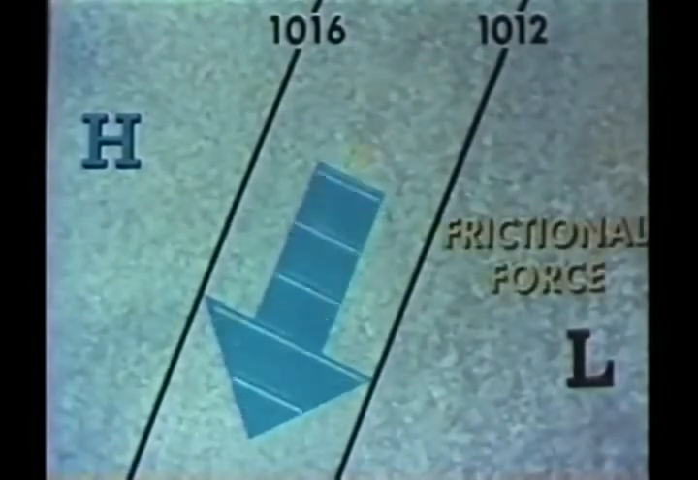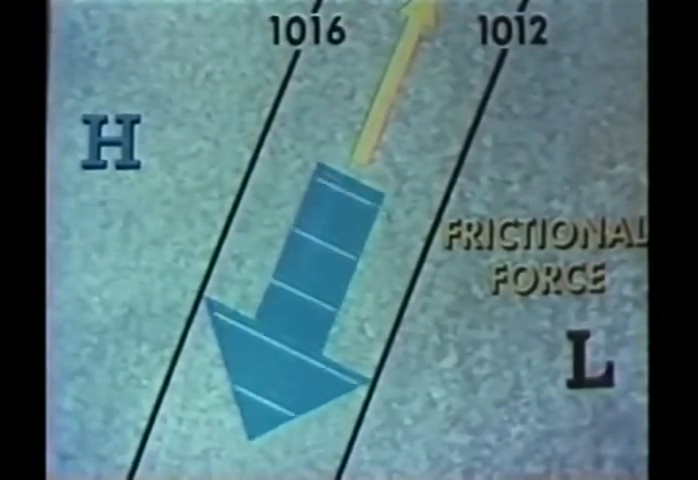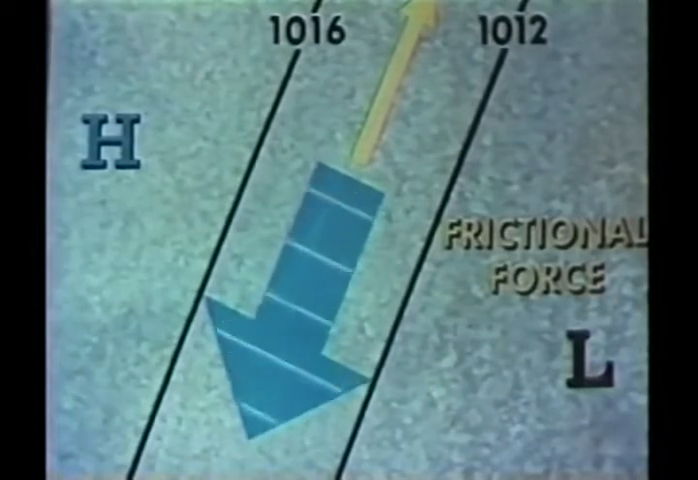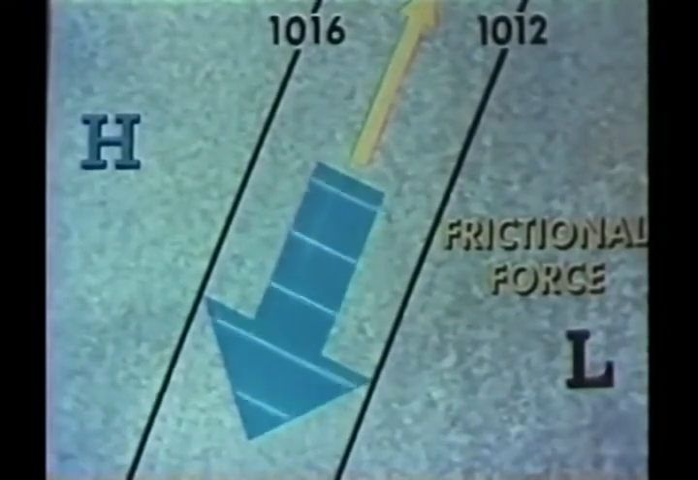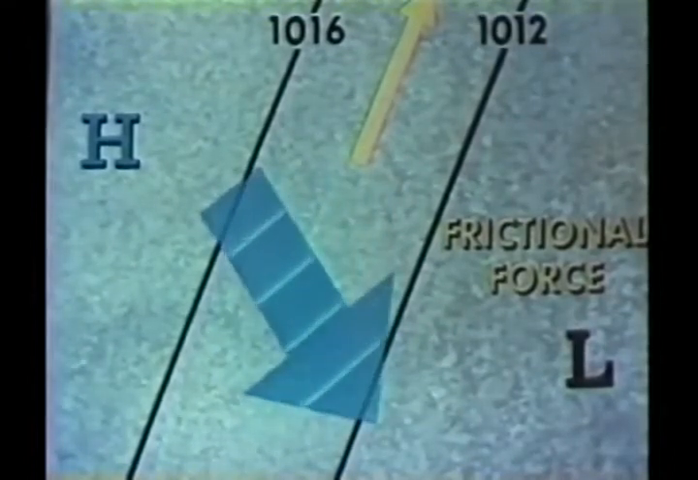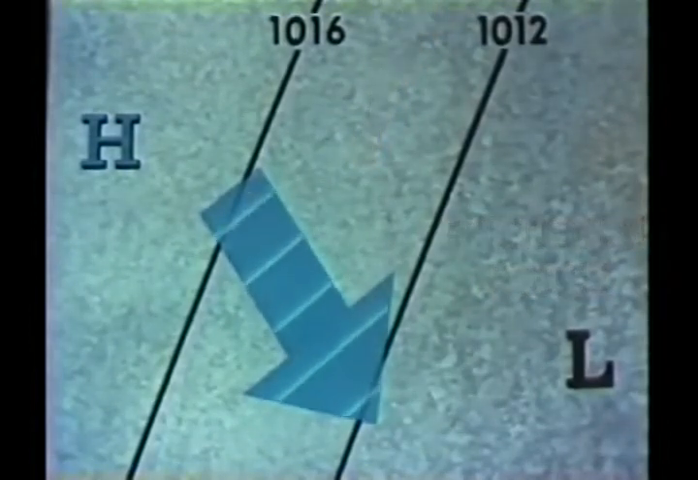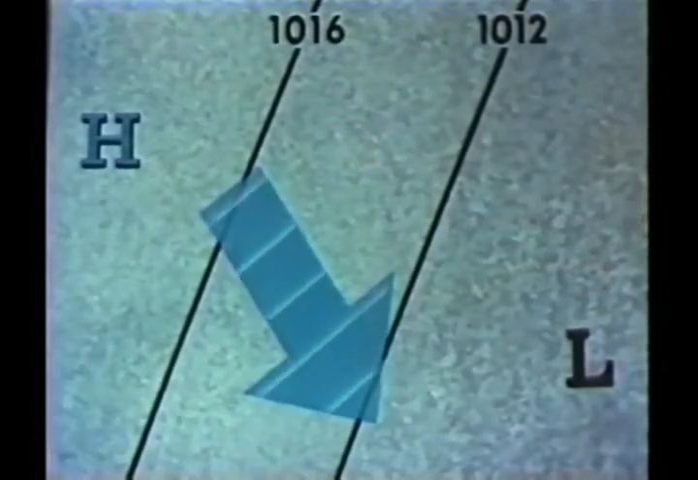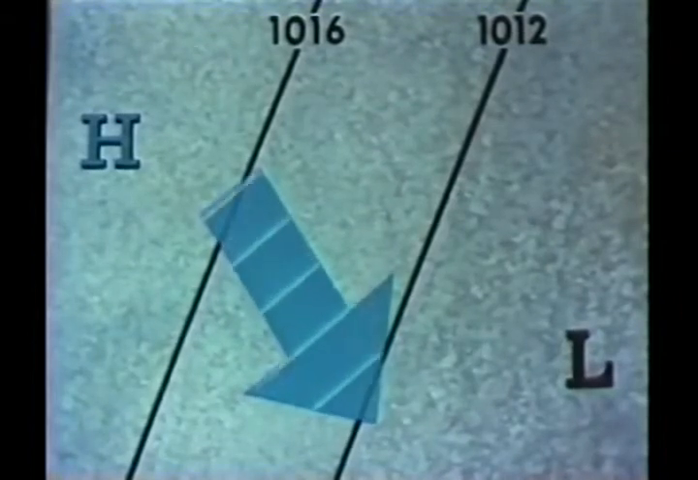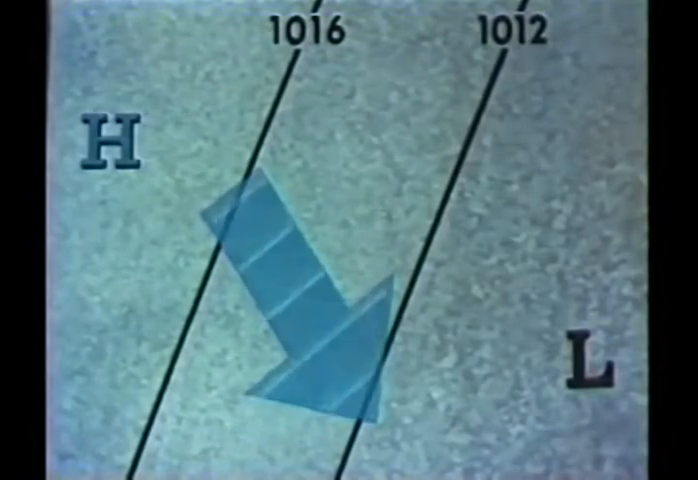The frictional force decreases the wind speed and in turn decreases the Coriolis force and changes the wind direction. The resultant wind flow in the lower 2,000 feet flows at an angle of approximately 30 degrees across the isobars from high pressure to low pressure. At and above 2,000 feet, the wind flow remains parallel to the isobars at the respective levels.